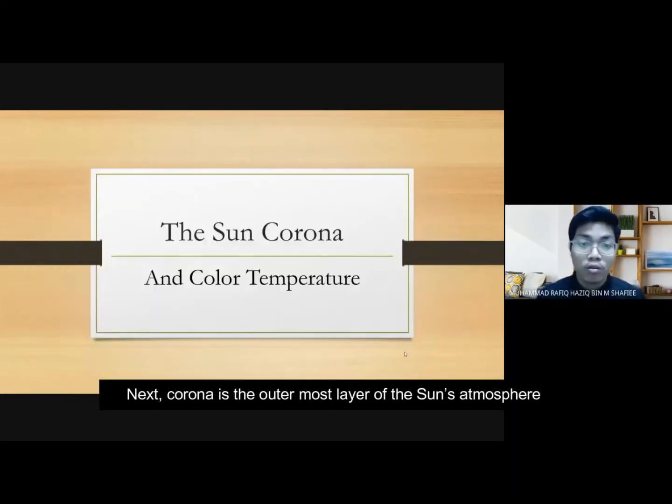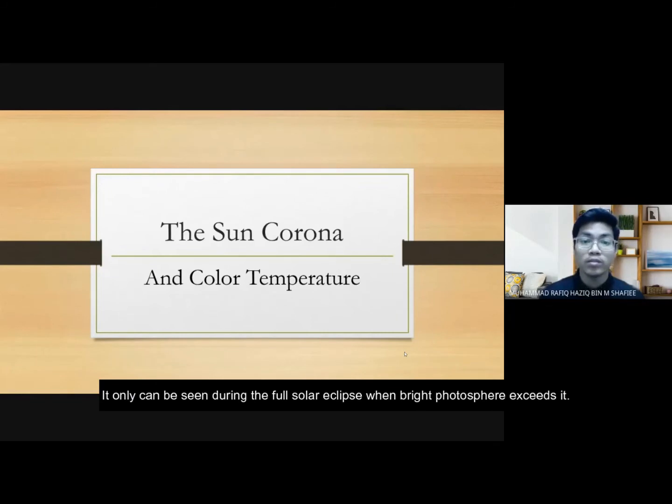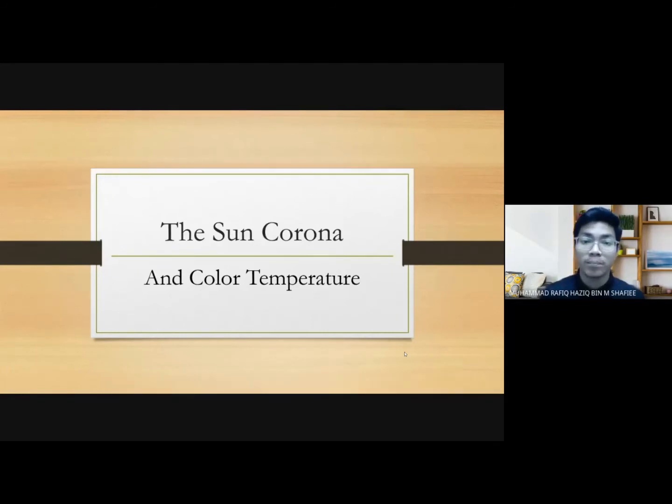Next, the corona, which is the outermost layer of the sun's atmosphere, can be seen in visible light. It can only be seen during a full solar eclipse, while the bright photosphere exceeds it.